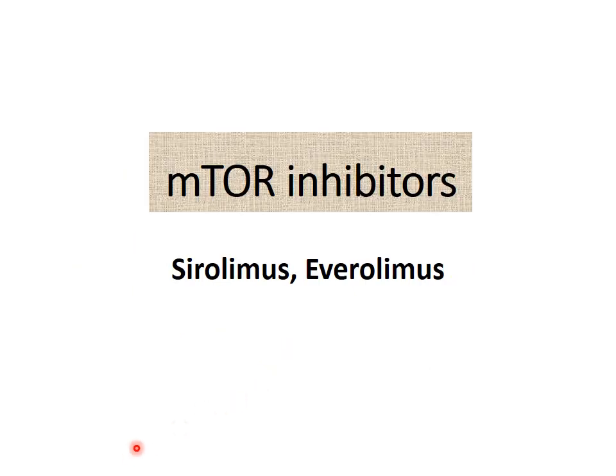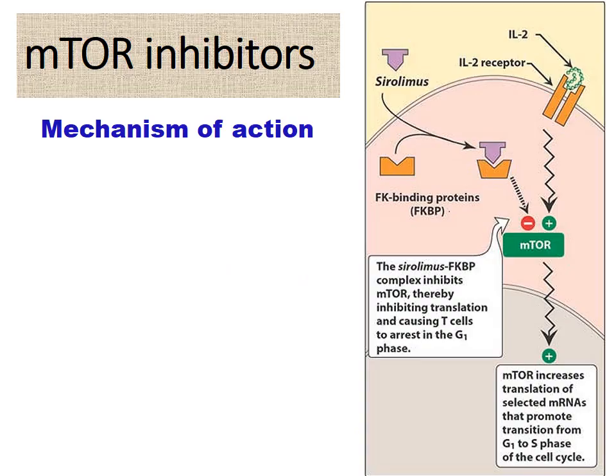Now, the second group of immunophilin ligands is mTOR inhibitors. The drugs are sirolimus and everolimus. The full form of mTOR is mammalian target of rapamycin. Now let us see the mechanism of action of the mTOR inhibitors, sirolimus and everolimus.